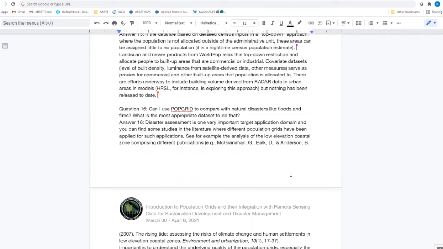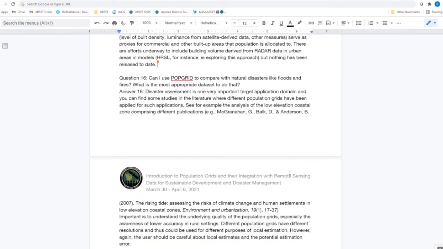Okay, and question 16. This seems like a nice prelude to part 2, where we start to talk about some of these disaster risk reduction efforts using population grids. How can I use POPGRID to compare with natural disasters like floods and fires? What is the most appropriate data set to do that?